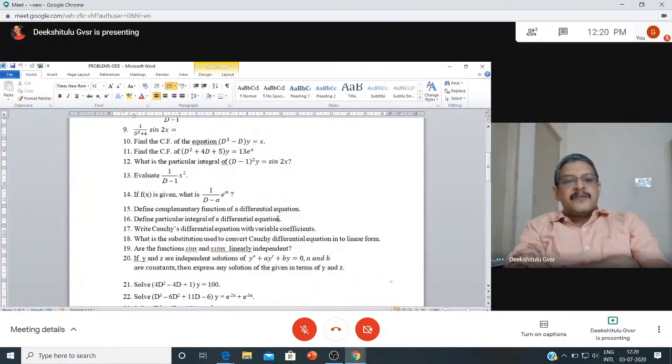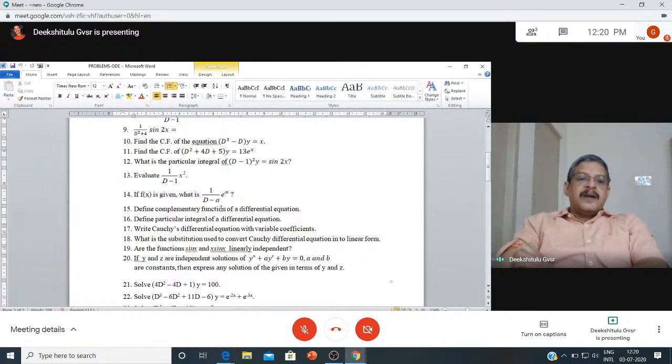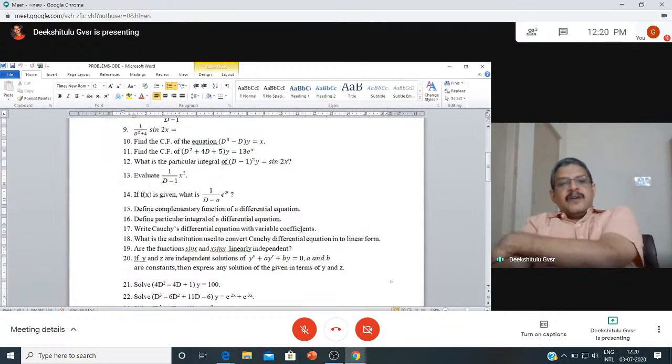Next one is, define particular integral of a differential equation. Then particular integral of a differential equation is the solution of the non-homogeneous linear differential equation with constant coefficients. The other options are solution of a nonlinear equation, solution of the homogeneous equation. Different options. Right? Cauchy's differential equations.